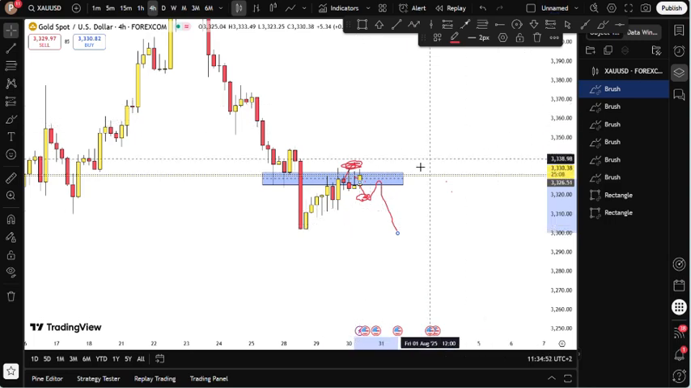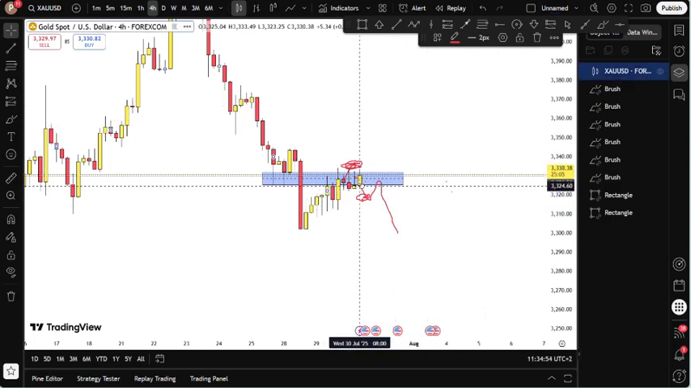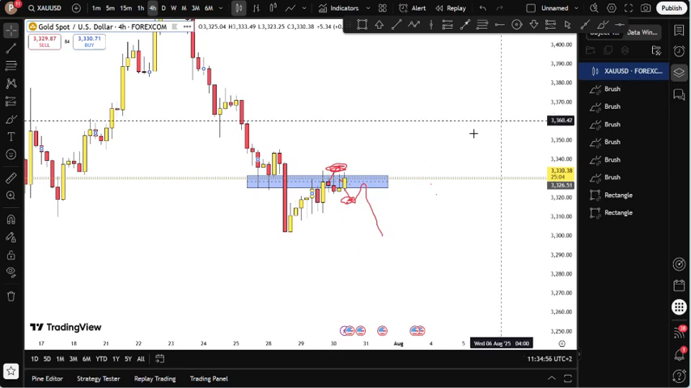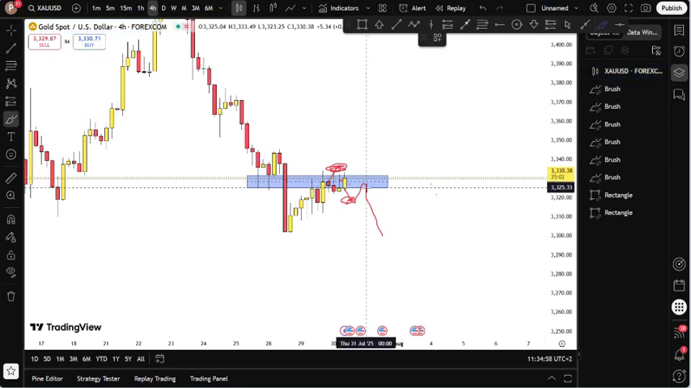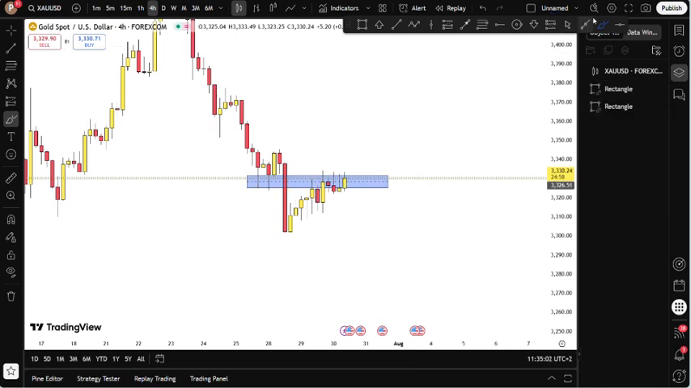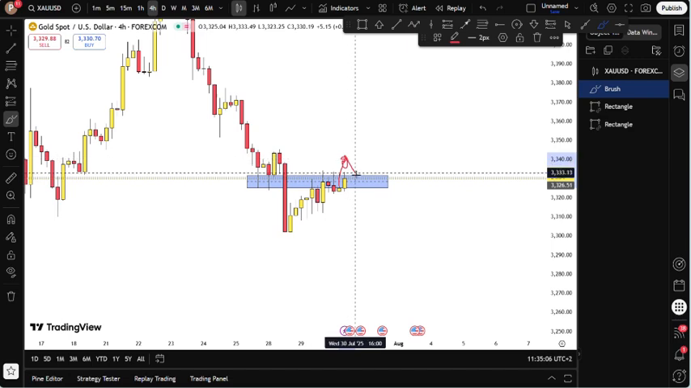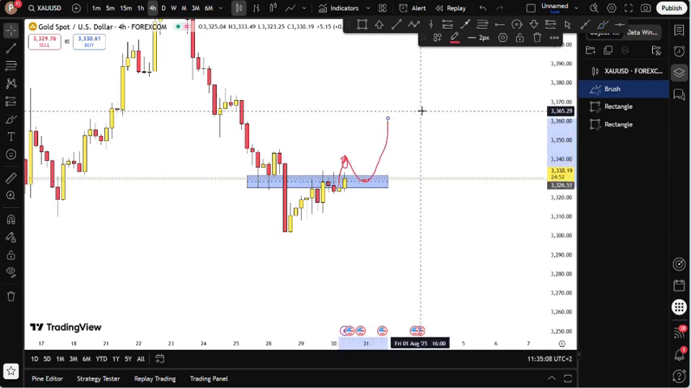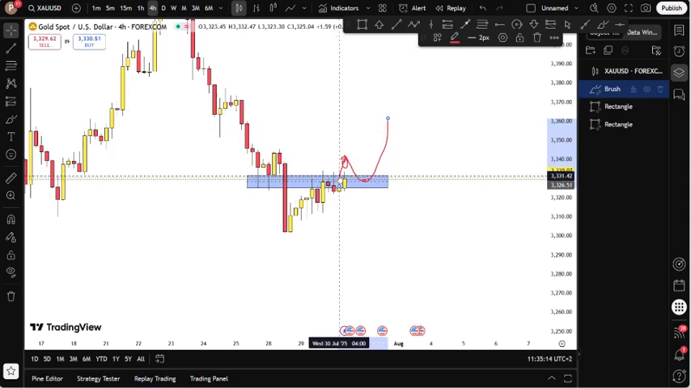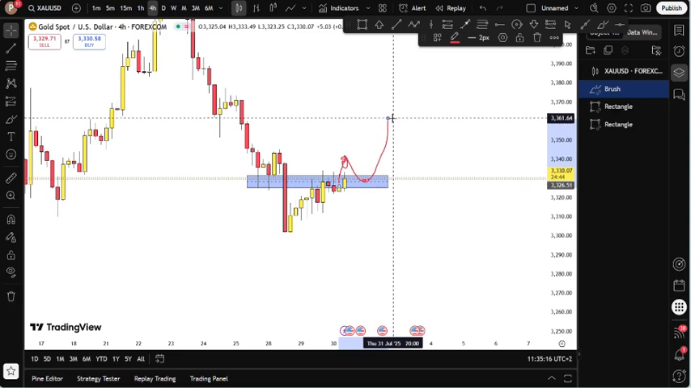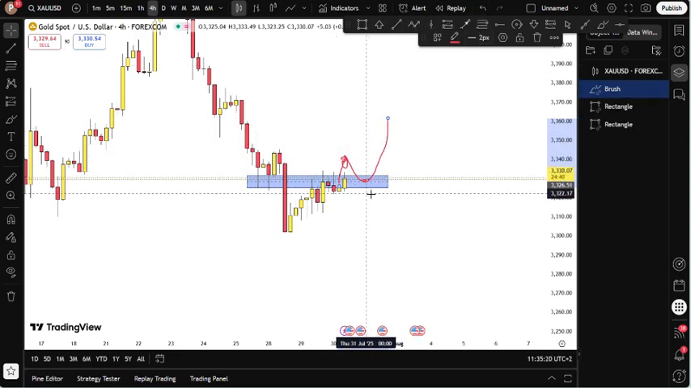So if gold keeps staying below this level, or if it breaks above and closes above, gives us a retest, then in my opinion, I'll be looking for a bullish setup, which is this right here. And that's if gold were to close above, as I mentioned, close above here, and then retest.